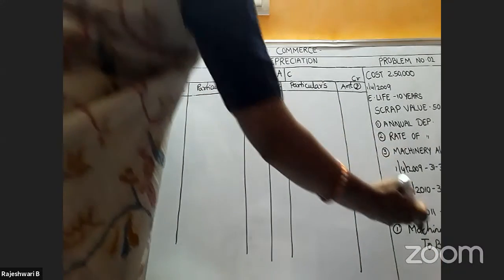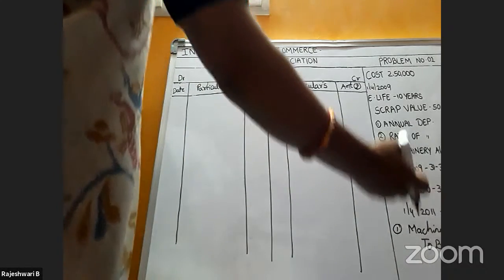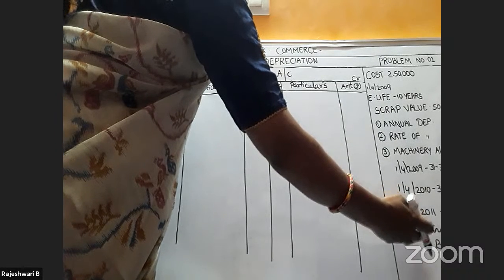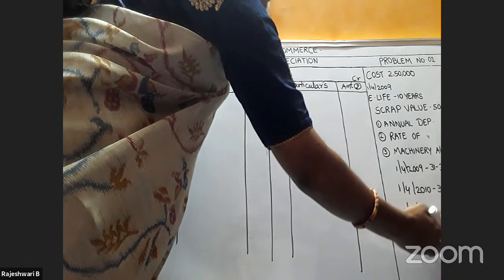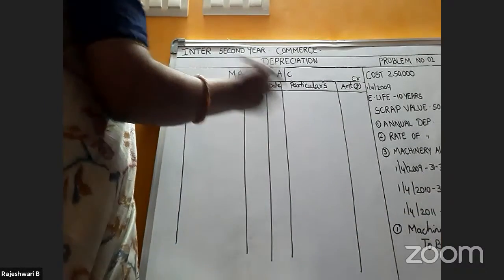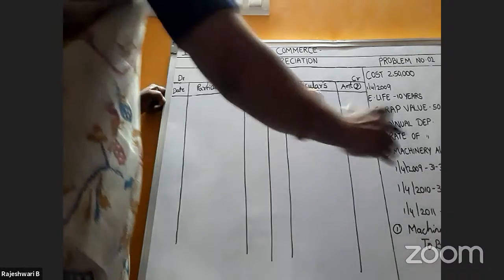Machine account is a real account. As per the real account rule, debit what comes in, credit what goes out. Debit means machine is coming into the organization. It is coming into the business. What is going from the business? Cash is going from the business. So credit bank account. Machine account debit to bank account.